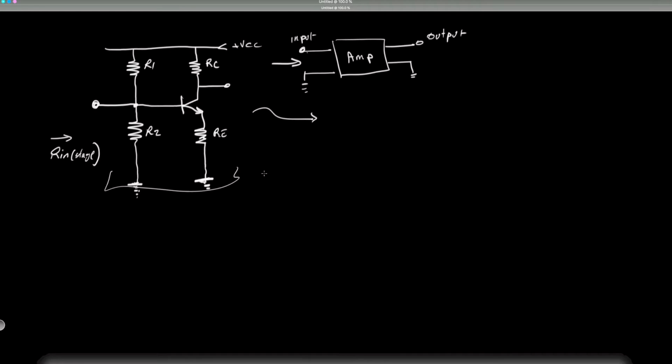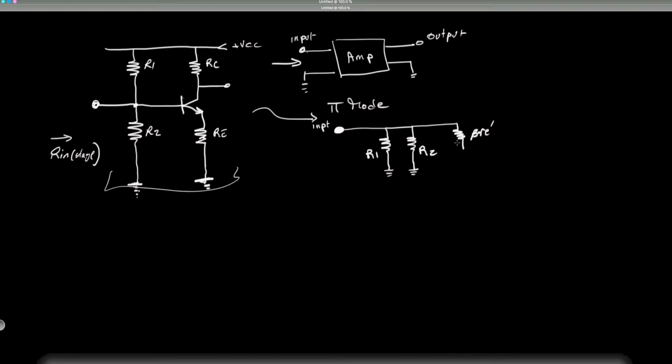Well, to do this, first we need to convert, and we could choose which model we want to use, the pi model or the T model. I'm going to use the pi model. So for the pi model, we will look at that same point, which is the input right here, and move from there. So what do we have? We have R1 in parallel with R2. This is from an AC point of view, vis-a-vis ground.